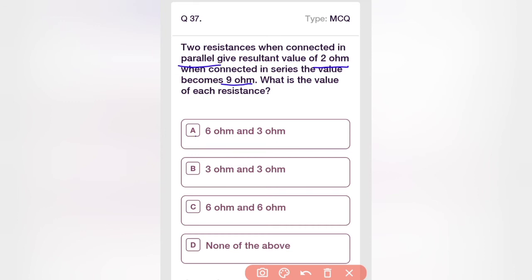Let us see option A. 6 into 3 divided by 6 plus 3 is how much? 18 divided by 9, that is 2. Yes, we are getting the parallel value. And then the series connection is 6 plus 3, 9. Yes, so option A is the correct answer. When we go for the second option, 3 into 3 divided by 3 plus 3, it's going to be 1.5. No, wrong. Option C is 6 into 6 divided by 6 plus 6, which is going to be 3. No, it's not 2 ohm. So therefore option A is the correct answer.